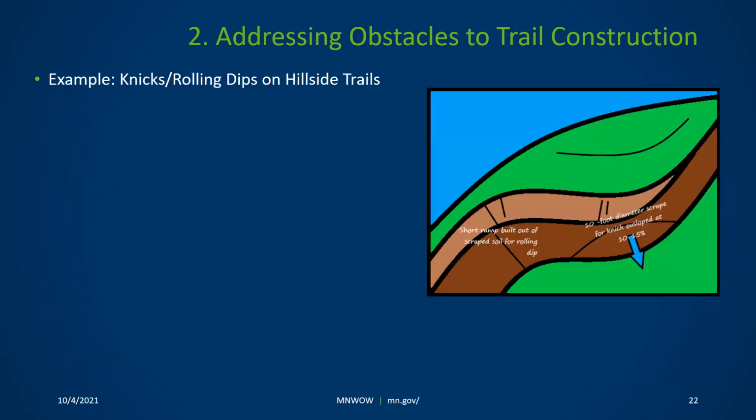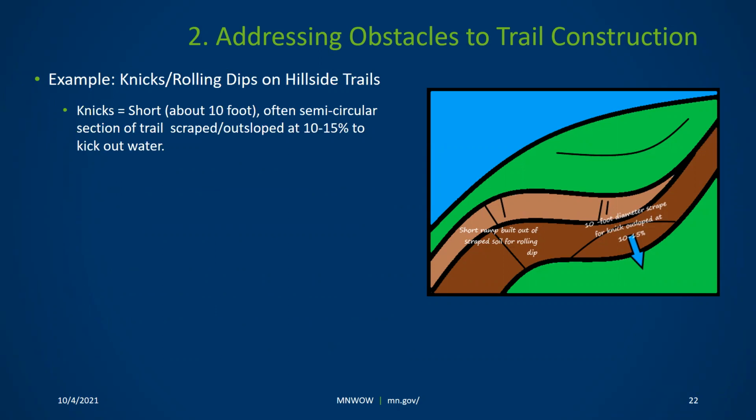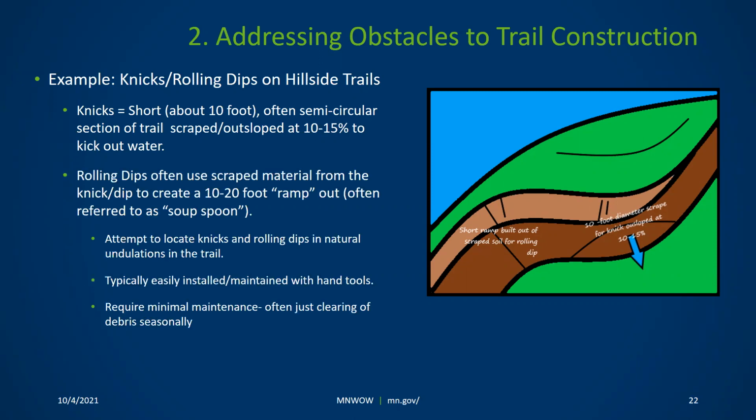As examples of nicks and rolling dips on a hillside, I made this graphic. You can see nicks are short, about 10 feet, often semicircular. They're a scrape out, a little bowl in the trail that's quite a bit steeper than that 3 to 5% outslope, but it allows water to release at a more concentrated point. If they're done frequently enough, and it doesn't need to be extremely frequent, it allows water to not concentrate in mass and to move off onto stable forest soils.